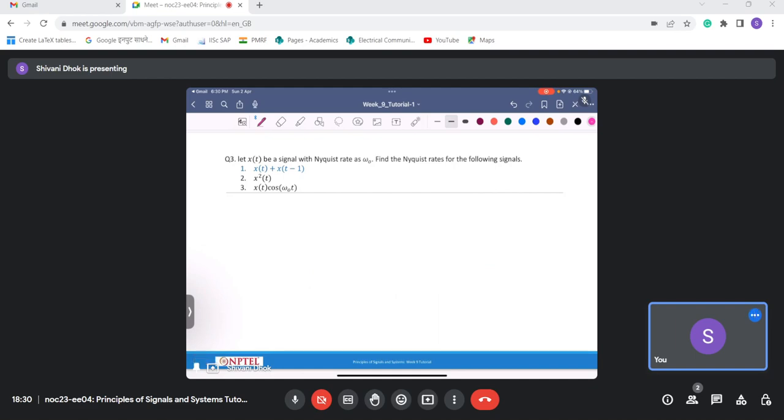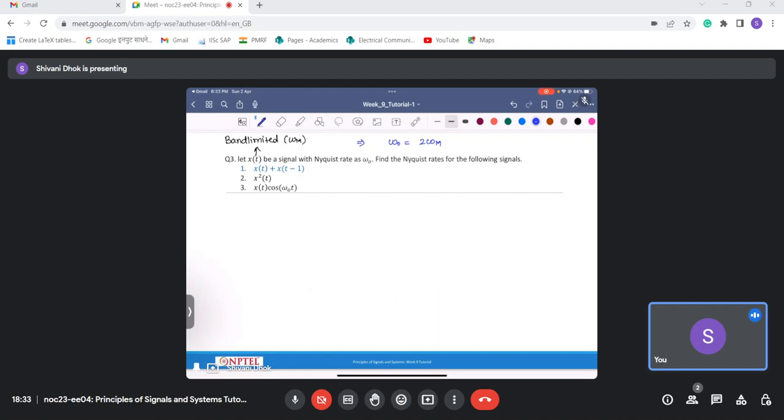So now we'll look at a few questions which are basically related to Nyquist sampling rate. Now let us start looking at these questions. We have been given a signal x(t) with Nyquist rate omega naught. So what does this mean? Let's be very specific, that is x(t) is band limited, and let's say its maximum frequency is omega m. Which means that this omega naught is equal to 2 times omega m. This is the information that we are extracting from the very first sentence of the question which we have been given. Now let us get to the next part.